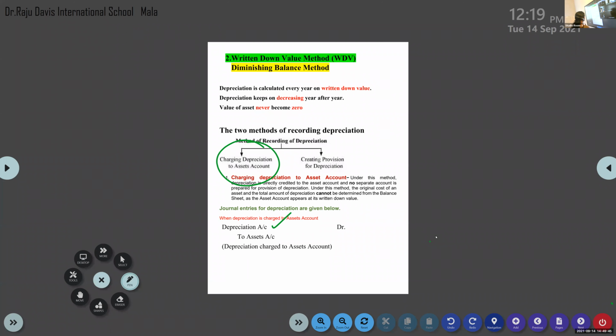So first journal entry is depreciation account debtor to asset. So what do you understand from this? Depreciation is an expense. Expense increase, we debit. What is happening to the value of asset? Value of asset decrease. That's why we are crediting it. That is the journal entry: depreciation account debtor to asset account.